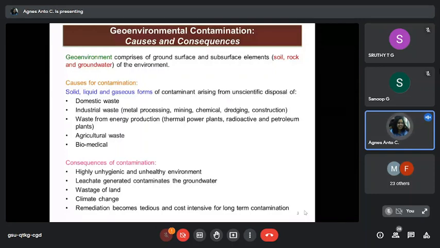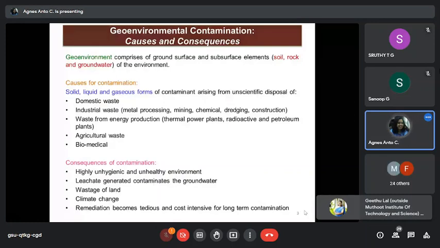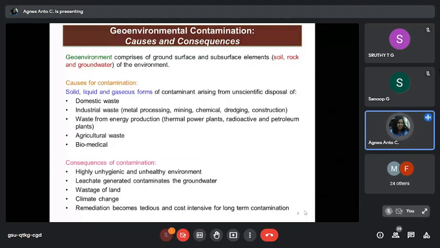So we know and we have been a part of the consequences of the contamination by these pollutants. The main consequences are a highly unhygienic and unhealthy environment for all living entities, and leachate generation. That is when this waste or the incinerated ash of this waste comes in contact with surface runoff or precipitation, it will lead to the generation of leachate. And leachate is a hazardous liquid which consists of a large amount of organic and inorganic contaminants.